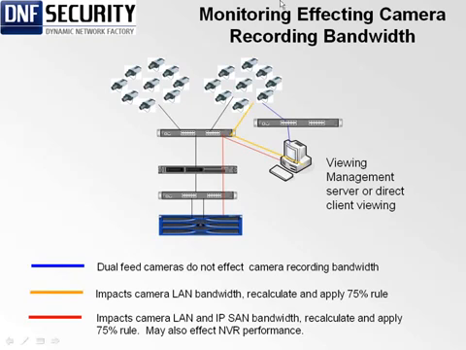If you can see the blue link in the middle of your screen, you'll see a blue link through a separate switch. If you have dual feed cameras, you can split your video out through a completely separate network. And that completely separate network now does not impact your video recording stream at all. I have thrown in a PC, but that can just as easily be a management server, client management viewing server, or a number of individual clients that are viewing. So the blue line, no effect, no foul, no harm.